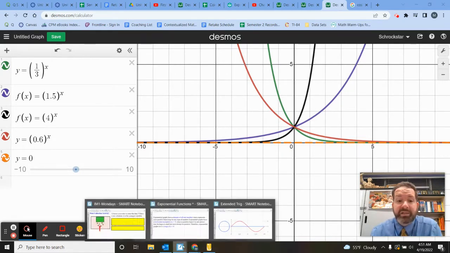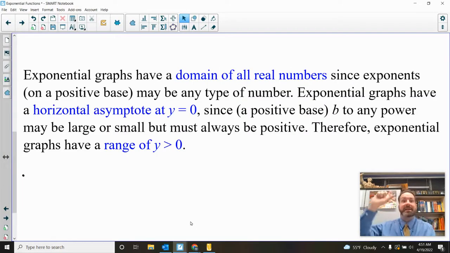And it's because of what we talked about in our previous discussion. Because your negative exponents give you very, very small fractions, you get y values that are very, very close to 0. But they don't ever actually get all the way there. That's what an asymptote is. A line that you get very close to, but don't ever actually touch.